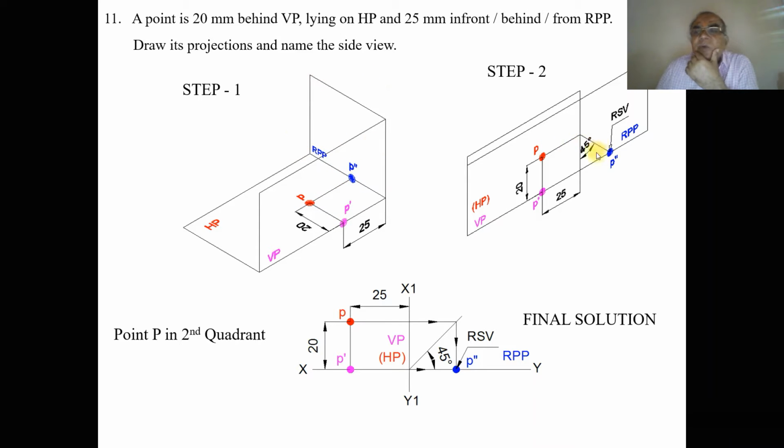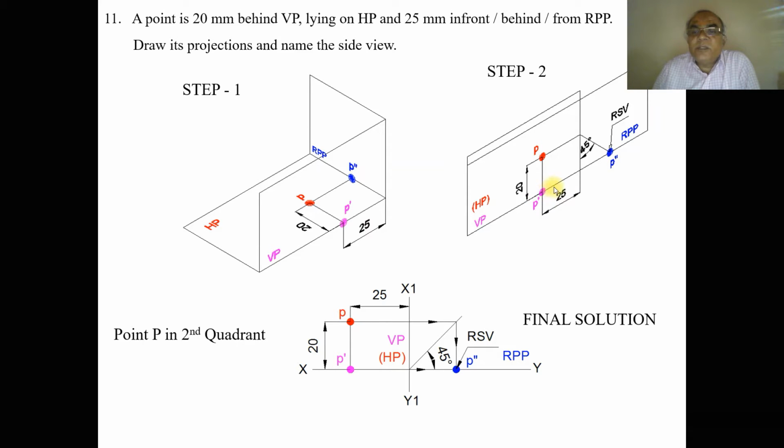When you rotate this, we can see the distance here. Since it is lying on HP, it should be on the XY line in the front view, and also 20 mm behind VP. So it will always be on the vertical line, because when HP is rotated, it becomes the vertical line. And then 25 mm behind RPP. Behind RPP is in both VP and HP. So from this line, you measure 25 mm and mark this point.